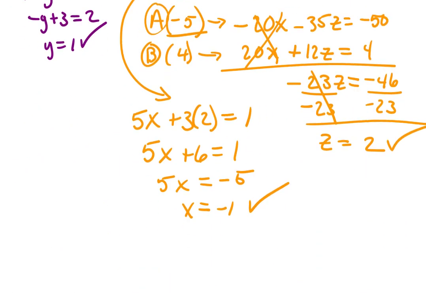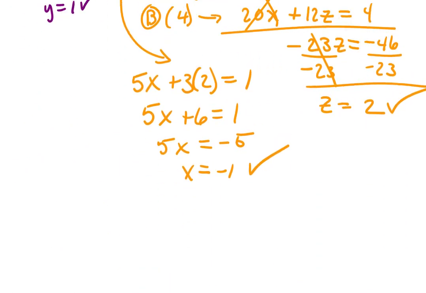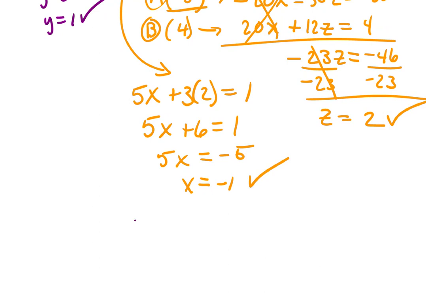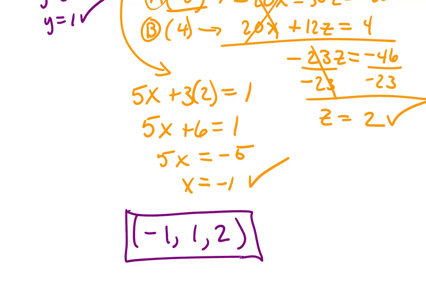So now we found x, we found y, we found z. We can put it all together in a nice ordered triple in order alphabetically. So -1 for x, 1 for y, and 2 for z. And that would be the single solution. So this was a case of a one solution system, and that would be it.